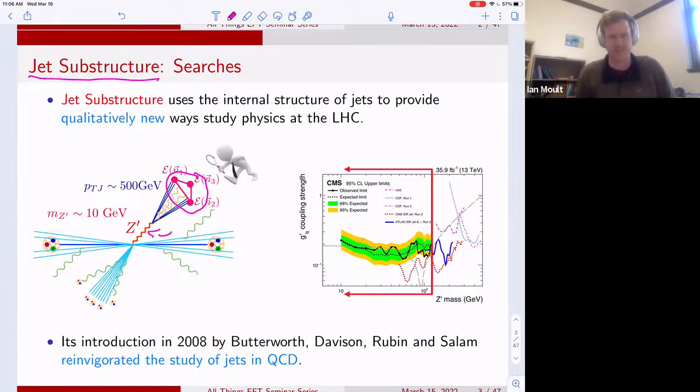And so I'm not going to get into the technical details of these searches, but this is very obviously a powerful thing if you can do it. And this idea, which was proposed around 2008 by these particular authors here, reinvigorated the study of jets in QCD as an object of real interest in themselves, because if you can understand them, then it opens up huge new avenues for searching for new physics at the LHC.